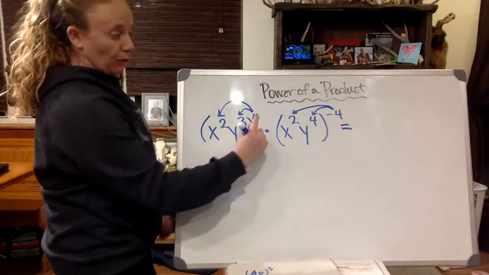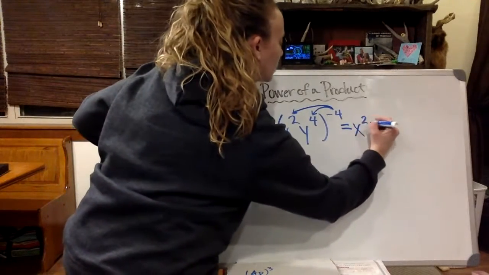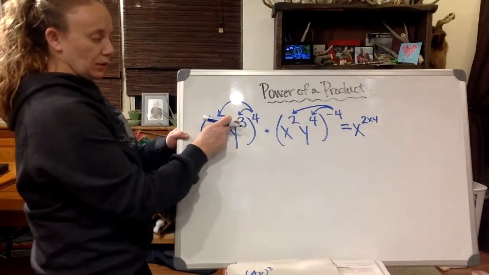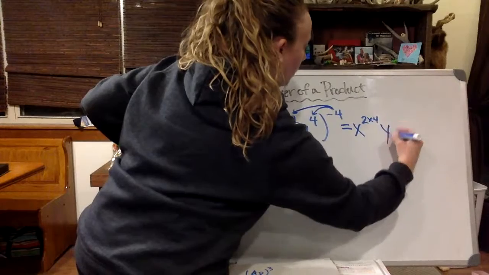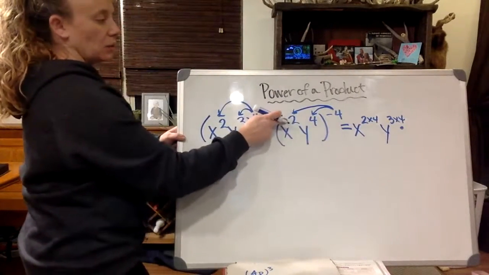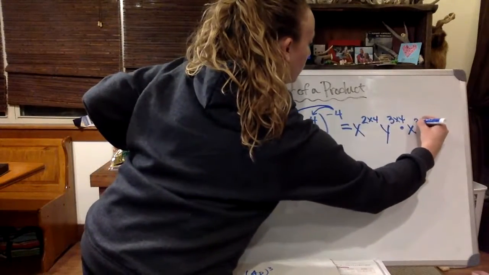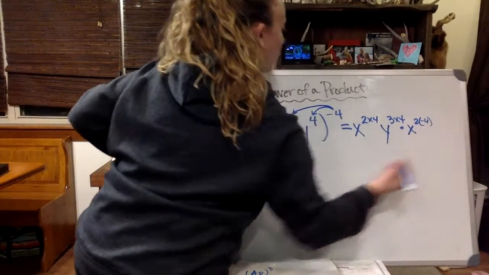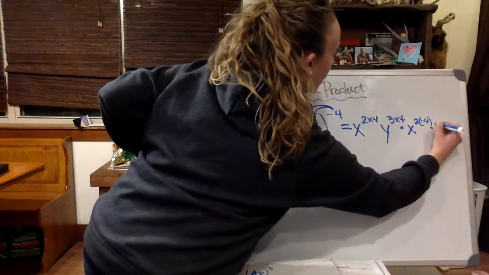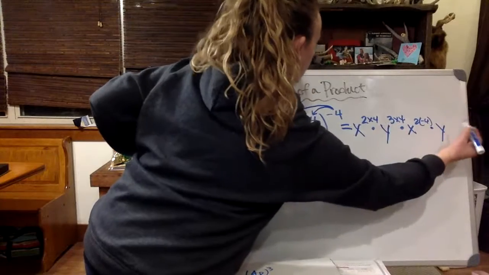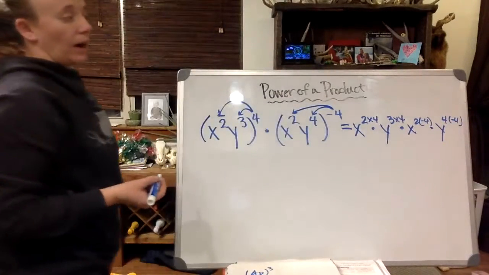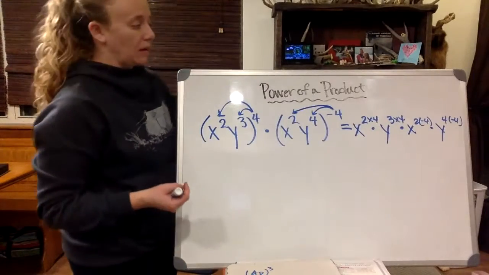So x squared raised to the 4th power, x to the 2 times 4, that's what that's going to be, y raised to the third power times 4, times x squared raised to the negative fourth power, and then y to the fourth raised to the negative fourth power. I'm going to put parentheses or times signs in there so it's a little bit easier to see. And now I can do some simplification. I can do the math here.